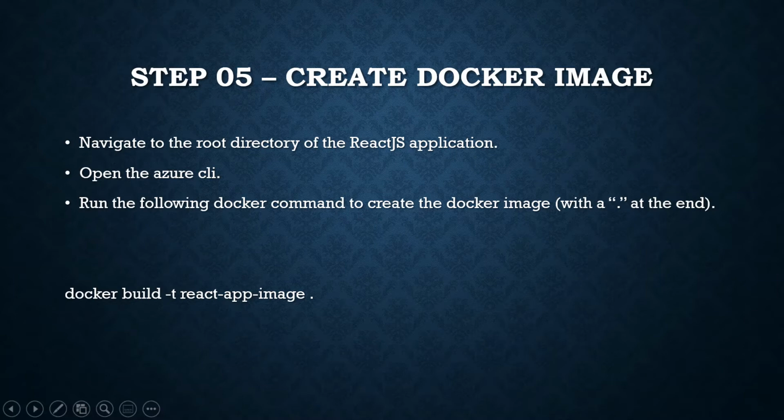So now you need to create a Docker image out of your ReactJS application build. Navigate to the root directory of the ReactJS application, open the Azure command line interface, and then run the following Docker command to create the Docker image. Please make sure that there is a dot at the end of the command.